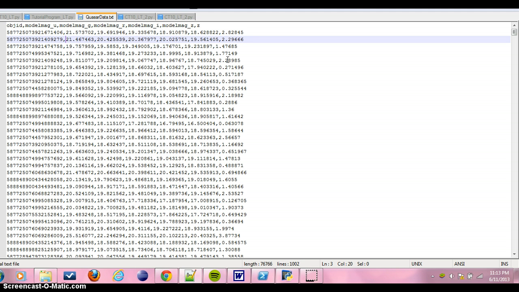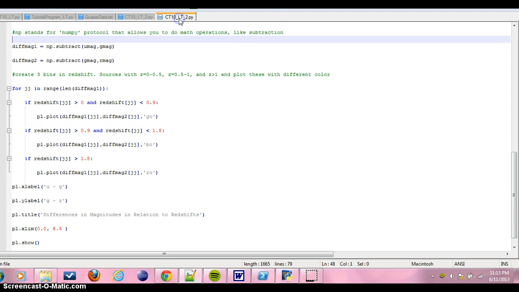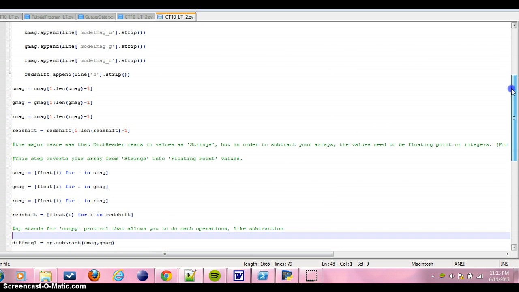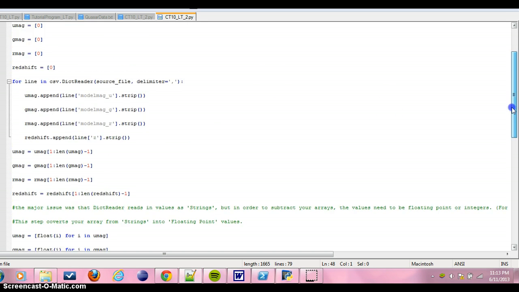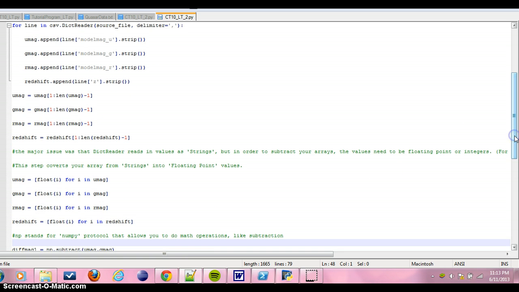In this program, I imported all the data into different arrays, as shown in this program here, and each array represented the U filter, the G filter, the R filter, and the redshift. Then, I converted the data into float values from the string values to allow subtraction of magnitude values.